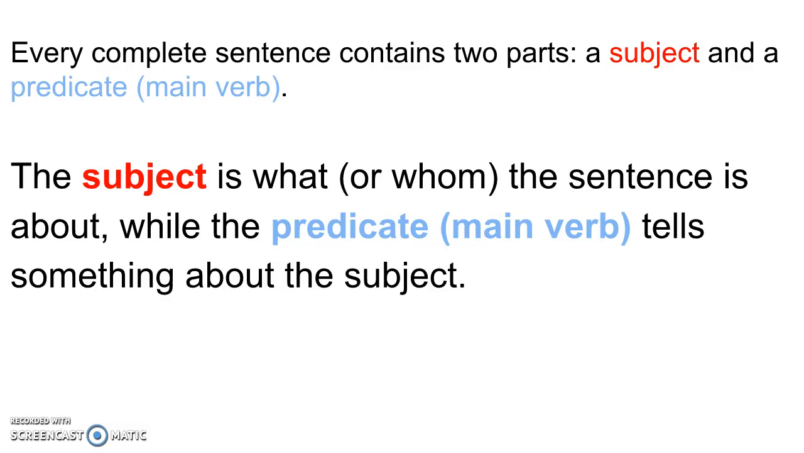All right, so a lot of you might remember this from elementary school. Hopefully you do, but this is just a quick review of subjects and main verbs. Every complete sentence contains two parts at the bare minimum. It has a subject and what's called a predicate.